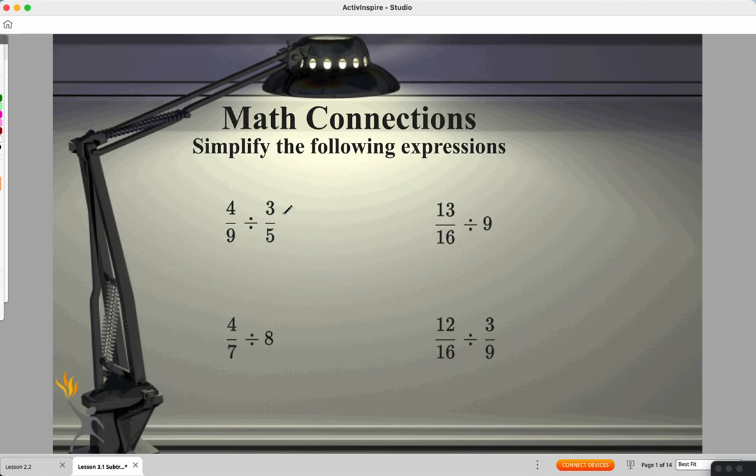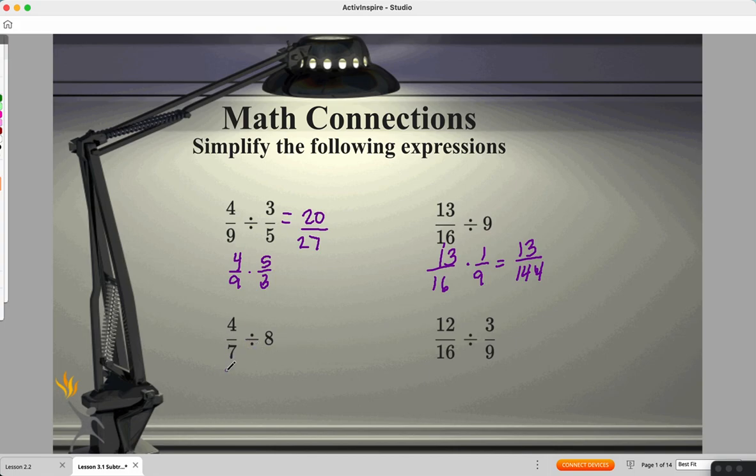All right, so this first one, we rewrite it as 4/9 times 5/3, and you end up getting 20 over 27. No simplification required. Next one, this one's going to end up being 13 over 16 times 1/9. Ends up getting 13 over 144. We work on our next one.